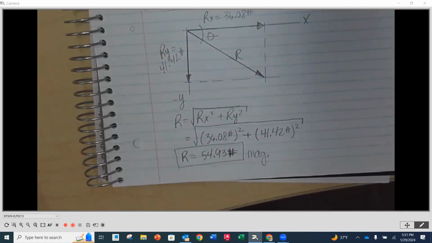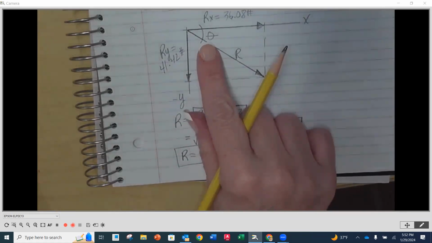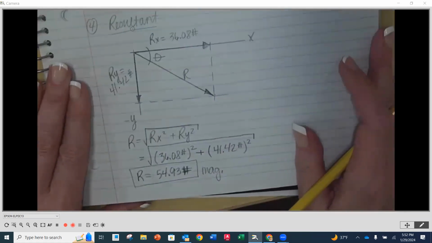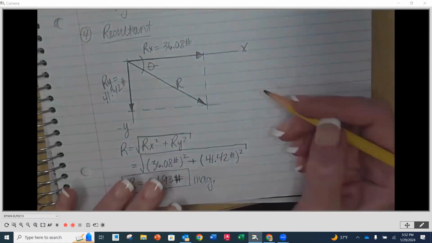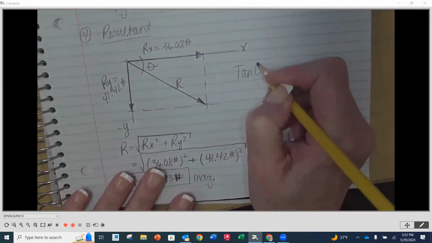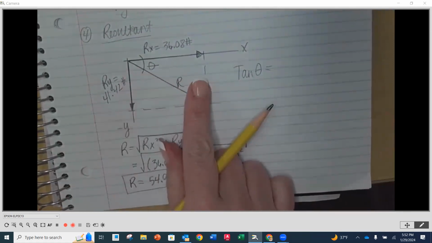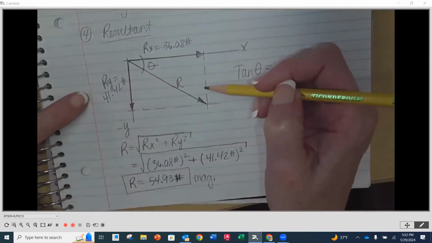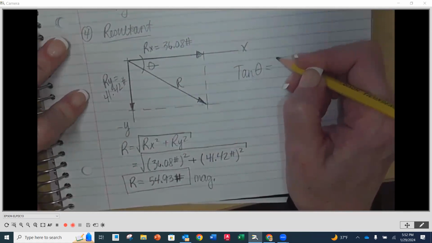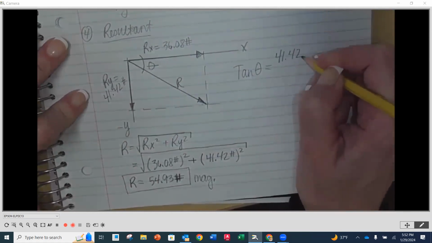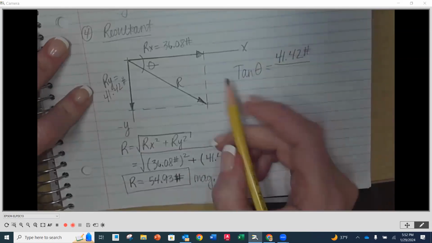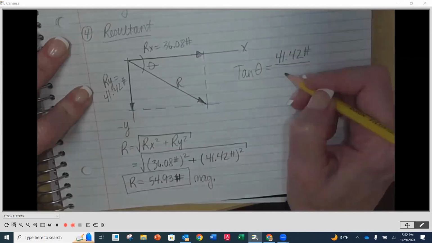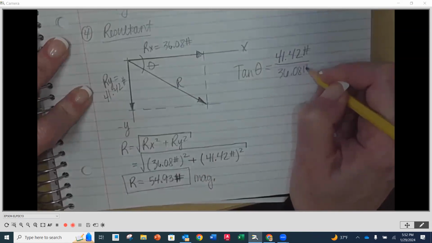Am I done? What else do I need? I need direction, which is going to be theta, right? Now, somebody said tangent earlier. Now I can use tangent, right? Okay, so tangent theta is going to be equal to the side opposite, even though it's not out here, its equivalent is going to be our 41.42, don't put the negative, pounds, divided by our side adjacent. It's going to be 36.08 pounds.